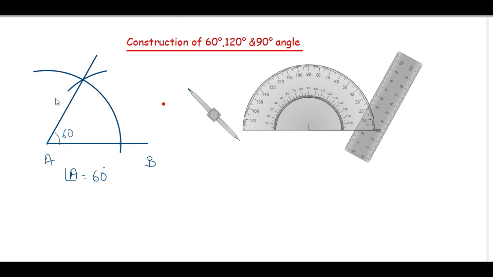Without changing the radius of the compass, now we place the metal pointer at this point and draw another arc intersecting the previous arc. The ray joining this intersecting point and this point A makes an angle of 60 degrees with AB.